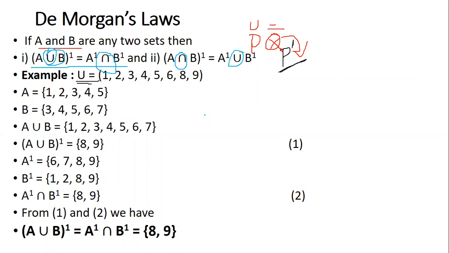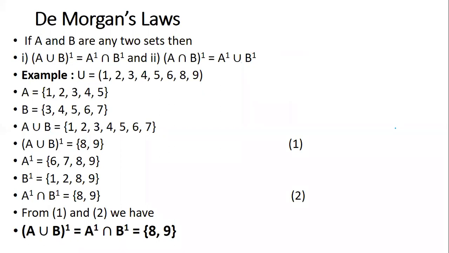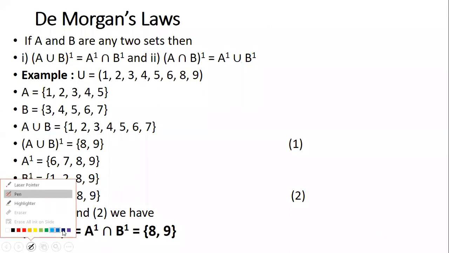Did you all understand De Morgan's law? A union B complement is equal to A complement intersection B complement. That is the first rule. And the second rule is A intersection B complement is equal to A complement union B complement. Did you all understand? Okay, let us see the examples. With examples, it will make the concept much clearer.